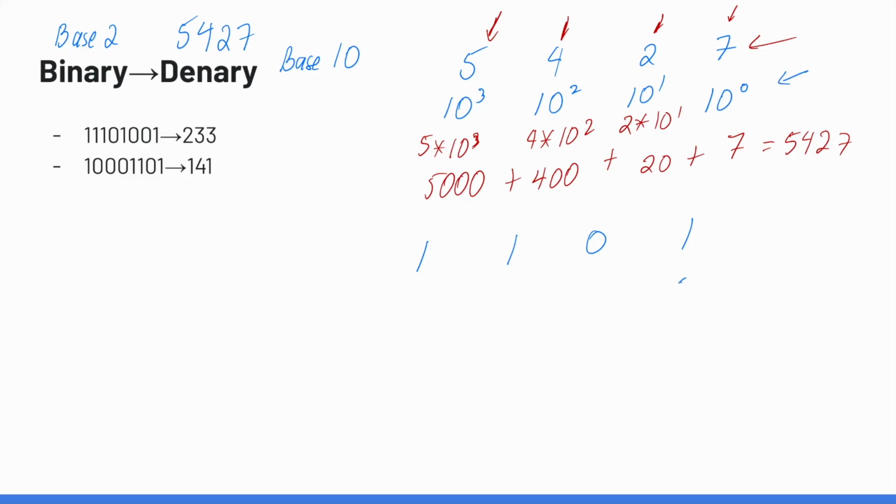The first digit right here, starting from the right, is going to represent 2 to the power of 0. This is going to represent 2 to the power of 1, 2 to the power of 2, and 2 to the power of 3. So how we can convert this to a Denary value is by doing the same process as we did above. 1 times 2 to the power of 3 is going to give us 8. 1 times 2 to the power of 2 is going to give us 4. 0 times 2 to the power of 1 is just going to give us 0. And 1 times 2 to the power of 0 is going to give us 1. So this binary value right here is just equal to 13.